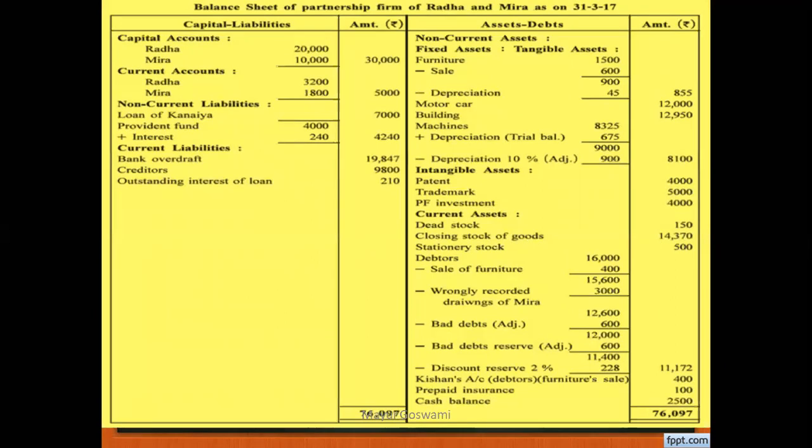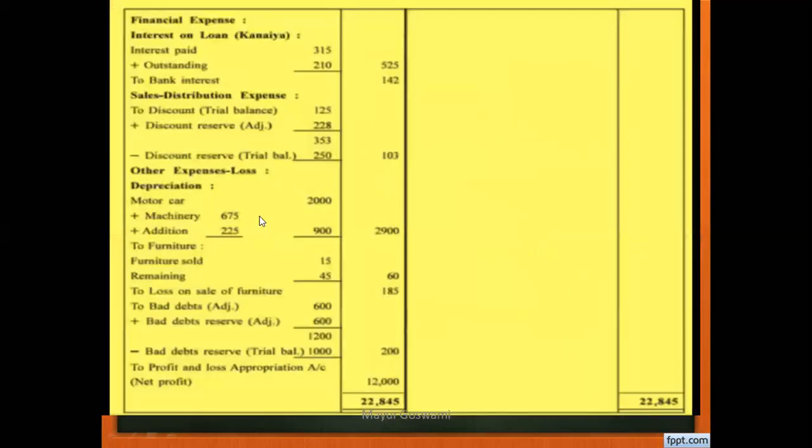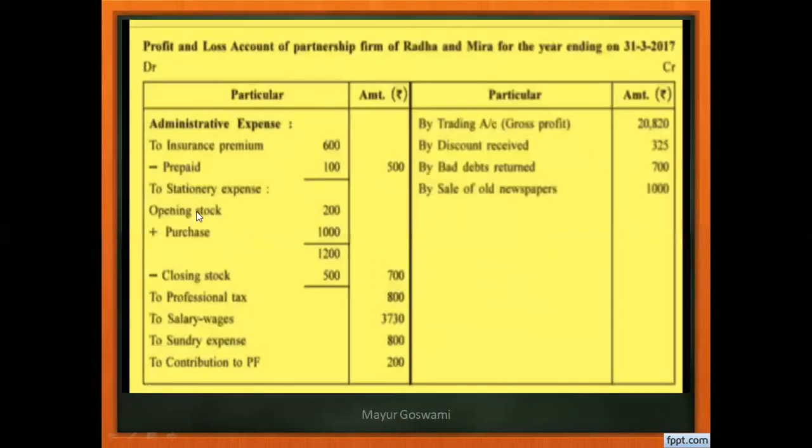Second adjustment, stationery stock on 31st March 17 is 500. So you can say this is closing stock of stationery. Come to the P&L debit side first of all, in that small table, opening plus purchase minus closing stock. Right here, in the inner column 500, 1200 minus 500. So in the outer column we have 700.